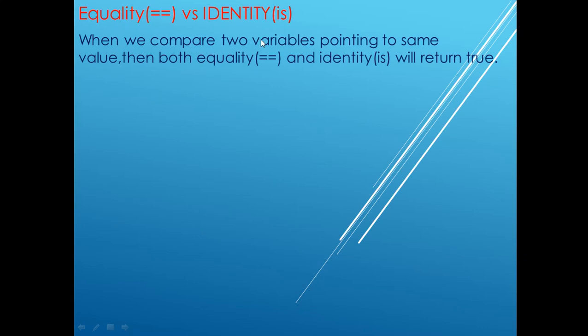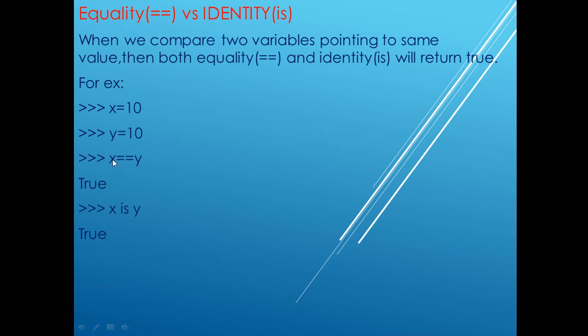So when we compare two variables, suppose x and y, pointing to the same value, that is x is equal to 10, y equal to 10, then both equality and identity will return true, obviously, because they both are pointing to the same location. So the identity operator will return true, and the equality operator checks the value of both operands. In that way also it is true. For example, x equal to 10, y equal to 10.